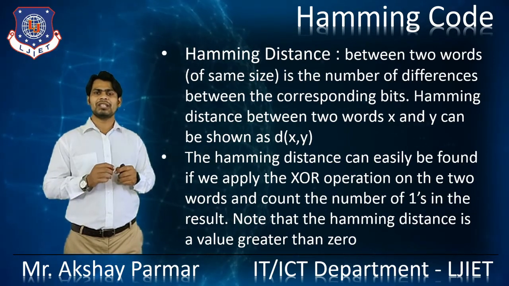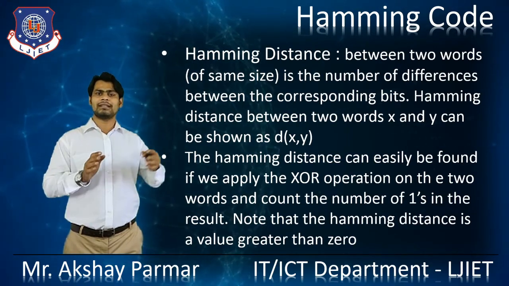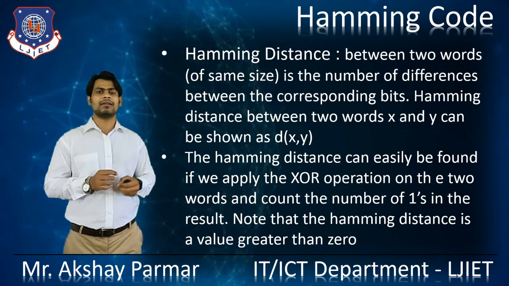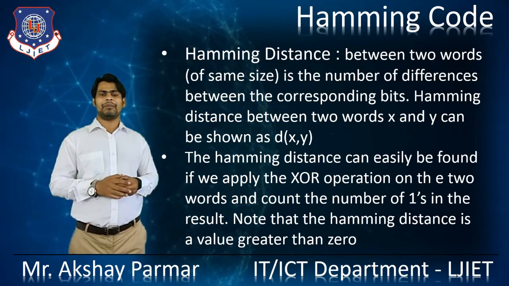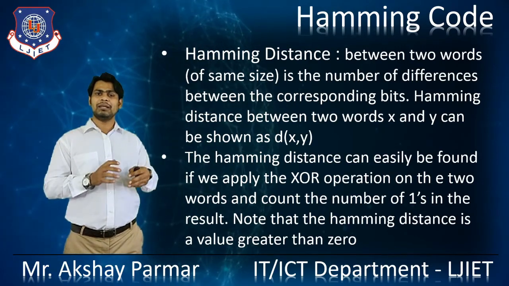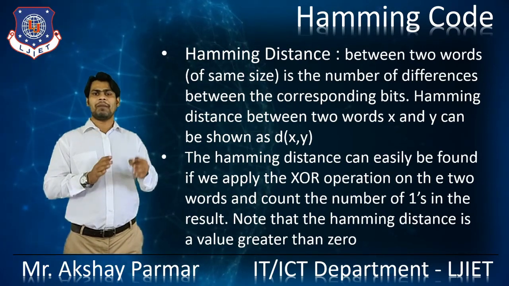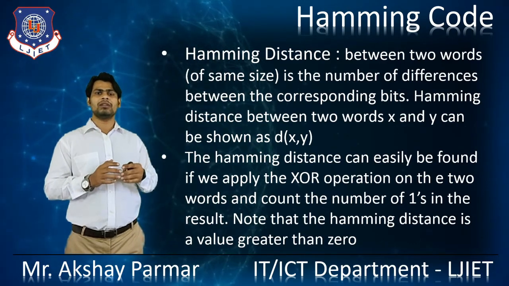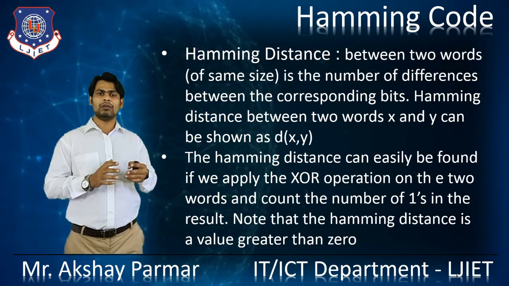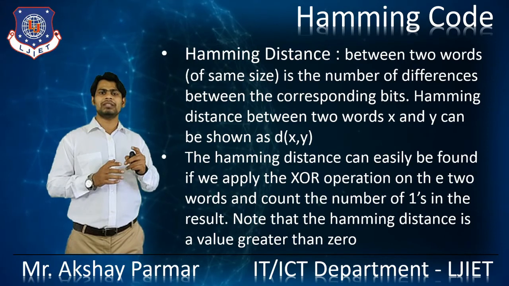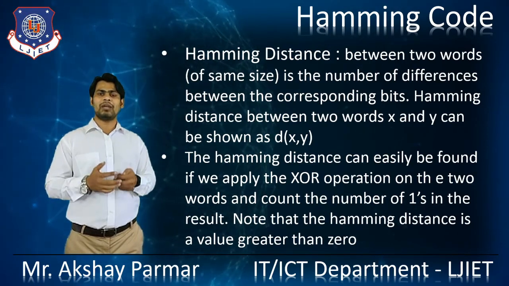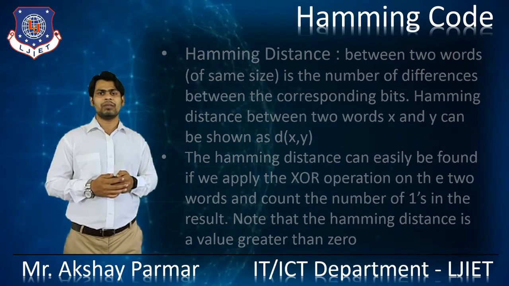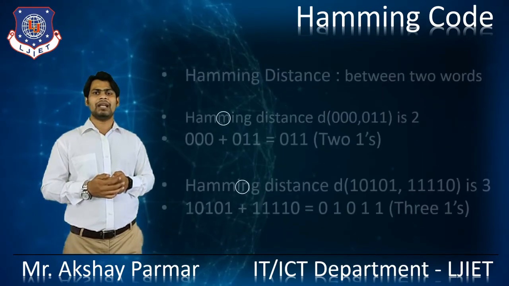The Hamming distance between two words x and y can be shown as d of x and y, the distance between x and y. The Hamming distance can easily be found if we apply the XOR operation on the two words and count the number of ones in the result, right? Note that the Hamming distance is a value greater than 0, right? So let's see one example.